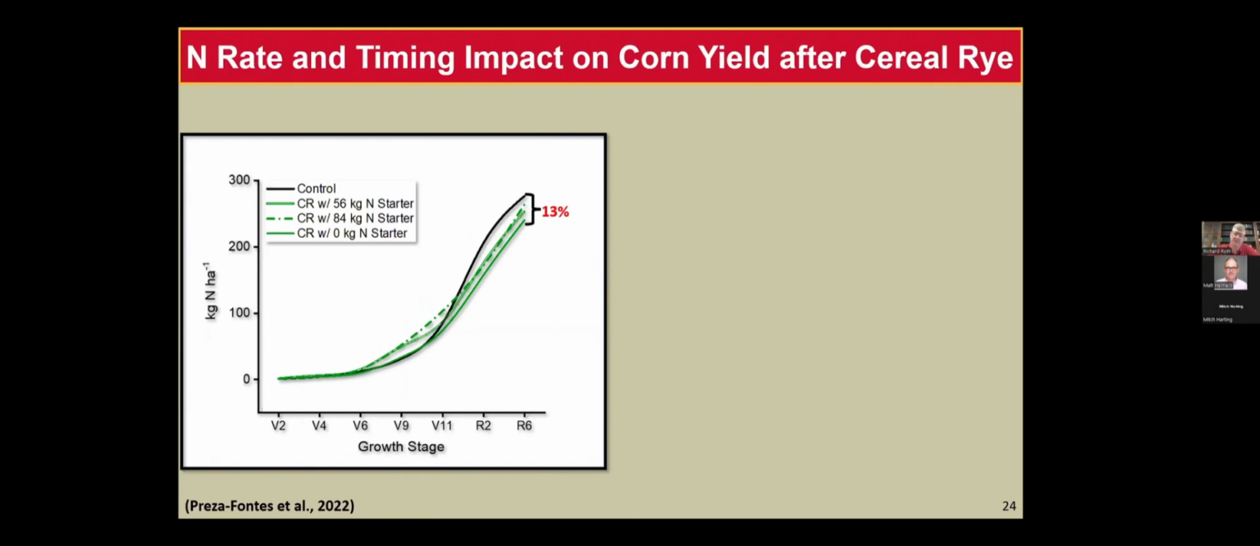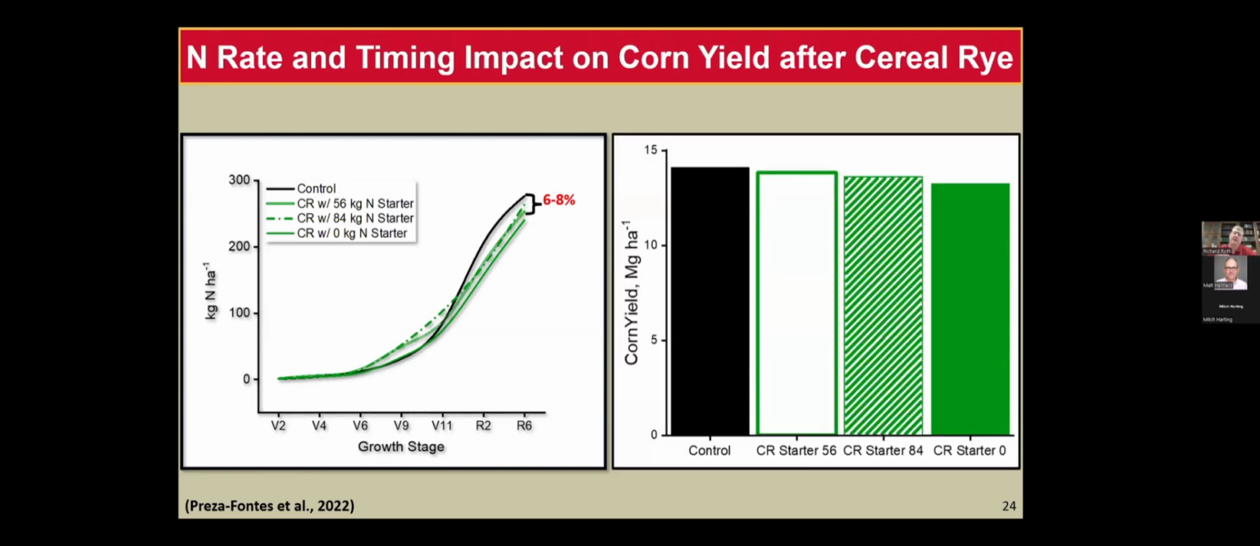no cereal rye versus cereal rye with no starter, we had a 13% difference in nitrogen uptake. But where we added at least 50 pounds of starter nitrogen, we were able to close that by about half, right? So we didn't totally overcome it, but we closed the gap a little bit. And when we looked at yield, we saw no significant difference in yield when we had at least 50 pounds of nitrogen as starter. Though you can see from the figure that there were slightly lower yields where we had cereal rye.